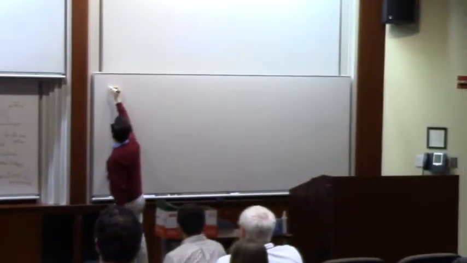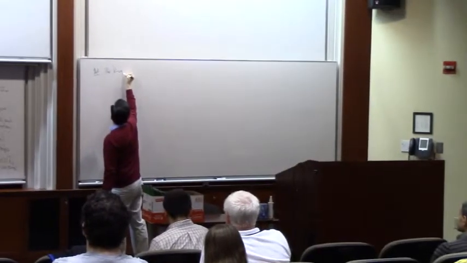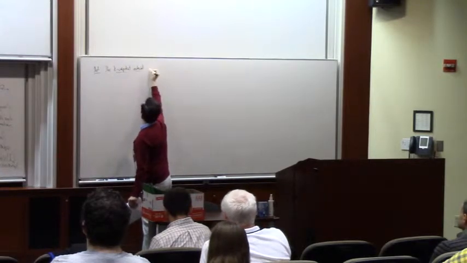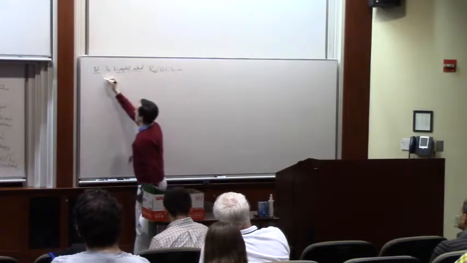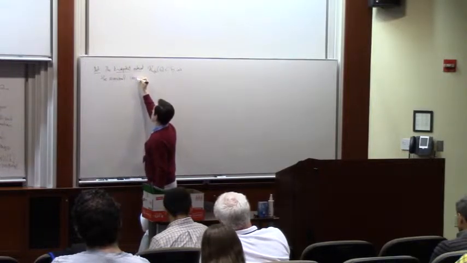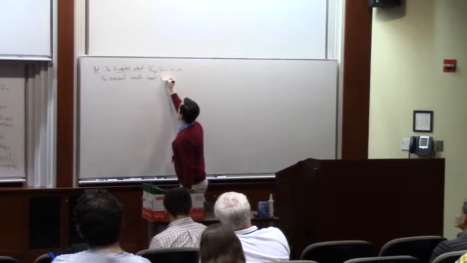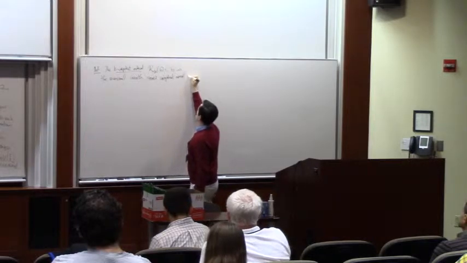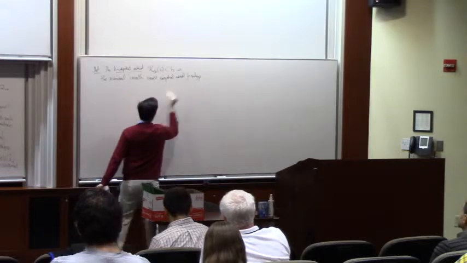OK, so let's give this a name. Definition. The K-unipotent radical, R_u,K(G), inside G. This is the maximal smooth connected unipotent normal K-subgroup. Okay, so everything is being done over K.